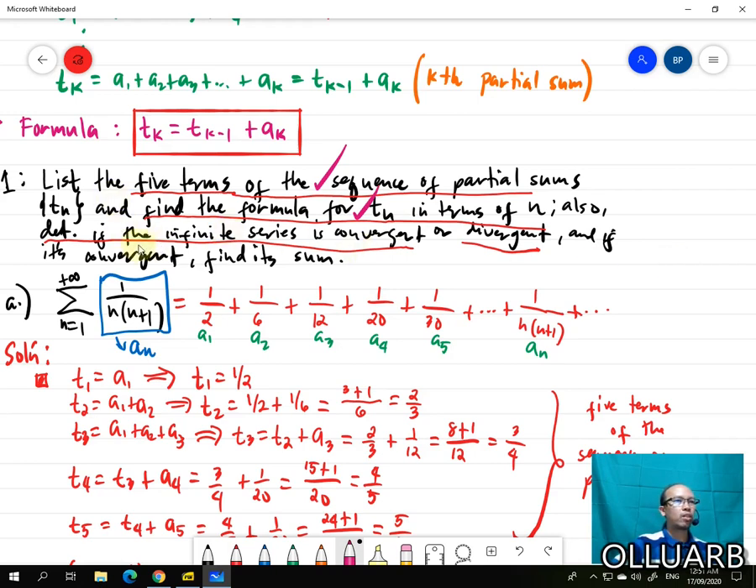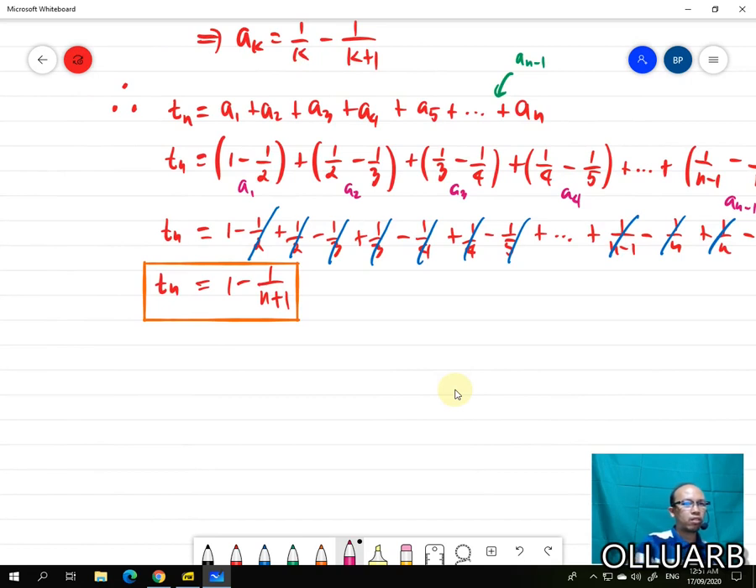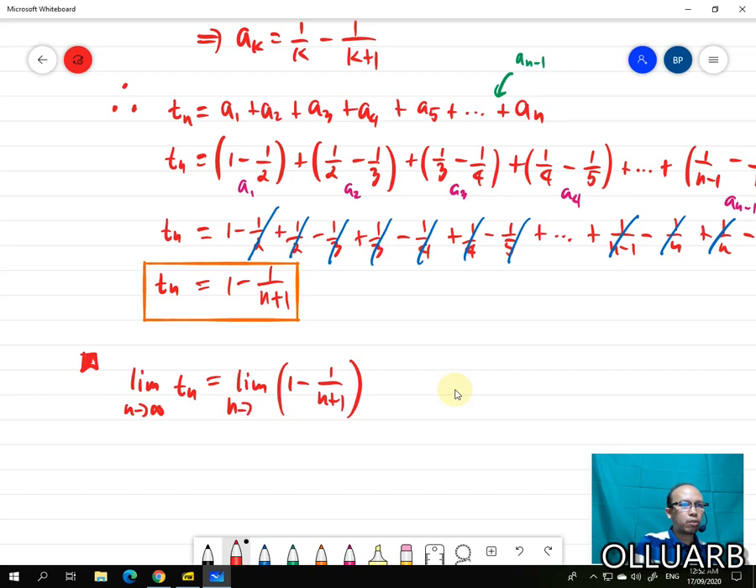Now we are going to answer the third one, which is to determine if the infinite series is convergent or divergent, and if it is convergent, find its sum. For our third question, we are going to determine the limit of the n-th partial sum as n approaches infinity: 1 minus 1 over n plus 1 as n approaches infinity. As you can see here, this is very easy; we just need 1 over n plus 1 as n approaches infinity.